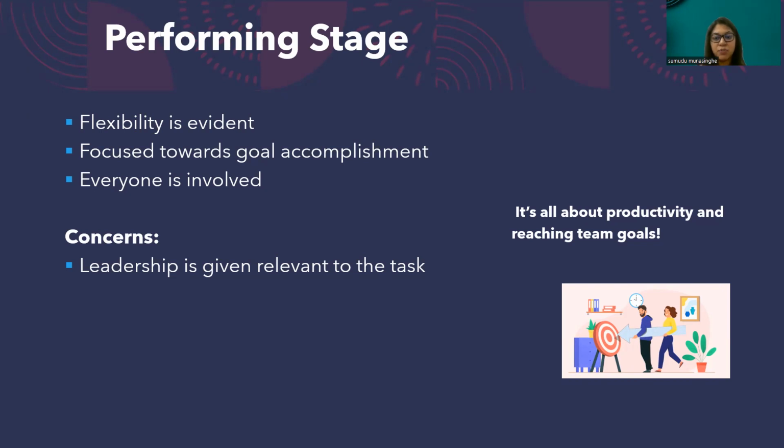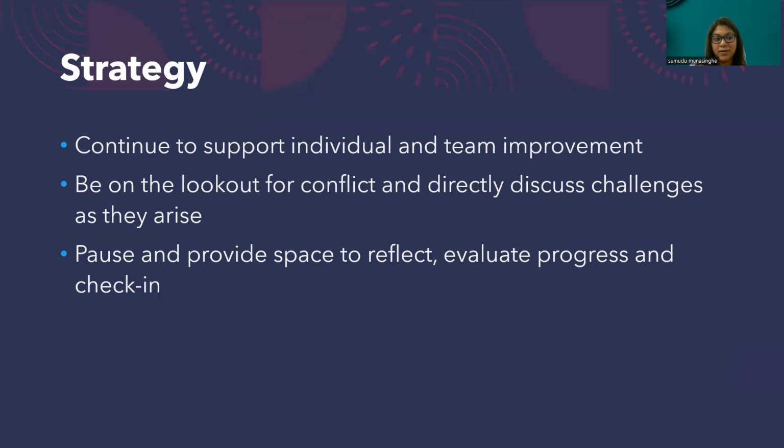So it's about reaching productivity and ensuring that you have accomplished the goal. And herewith, sometimes concerns might take place in terms of getting leadership in a group setup. So as a strategy, in order to manage the issues that might take place, it's important to continue to support individual and team improvement. And we have to be on the lookout for conflict and directly discuss the challenges as they arise.